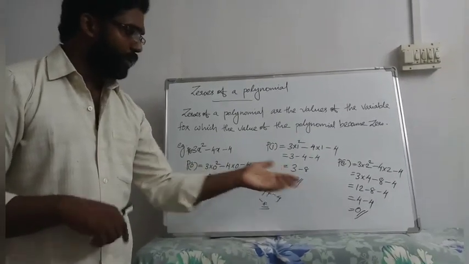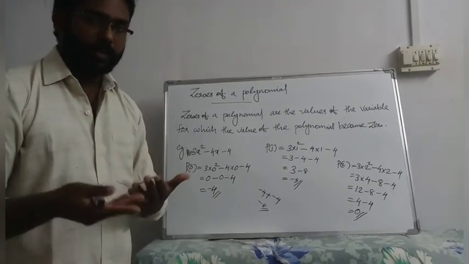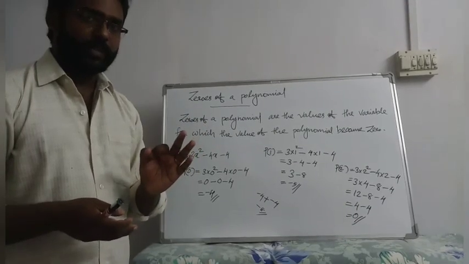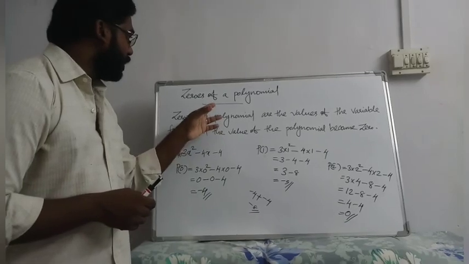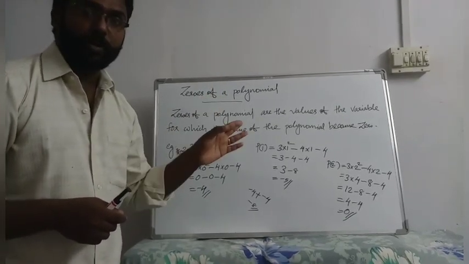A polynomial can have more than one zero. If 2 is possible, we can check more, and we get another zero. Zero of a polynomial means the value of the variable when the polynomial becomes zero.